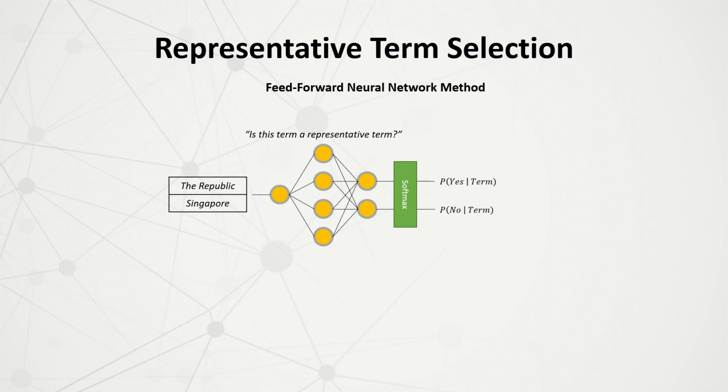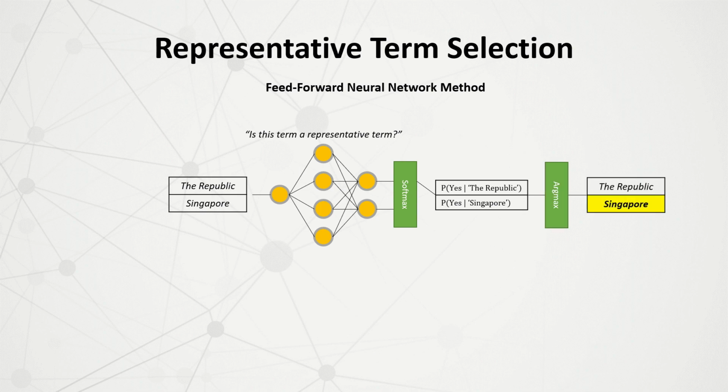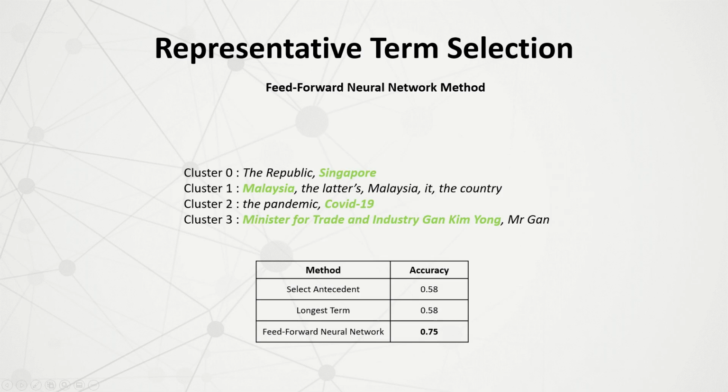From here, we cannot make a decision whether a term is representative of a cluster by simply taking the outcome with a higher probability, because it is possible that more than one term within a cluster have the same outcome. So instead, for each cluster, we put together the probability of yes for all the terms and identify the term which is more likely to be representative over the others. In this example, the term Singapore will have been deemed more representative than the term the Republic. Using this approach, we were able to identify the representative term with much greater accuracy.